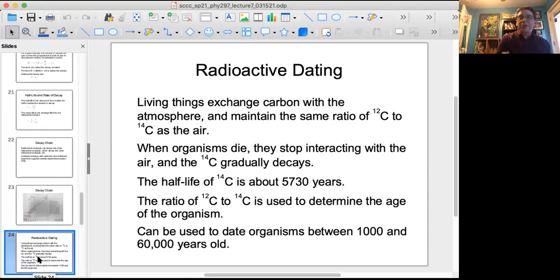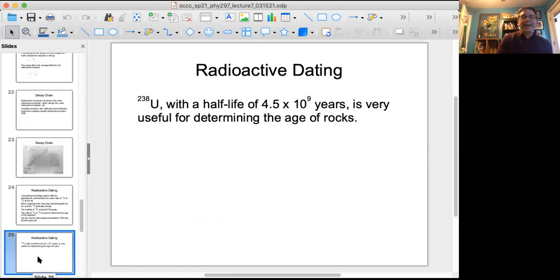It's extremely useful for dating human sites with organic material in them. That makes it a very useful dating tool for certain things, and certainly for tracking human migration in the past, going up to 60,000 years old. You can use carbon-14 to date it fairly accurately.